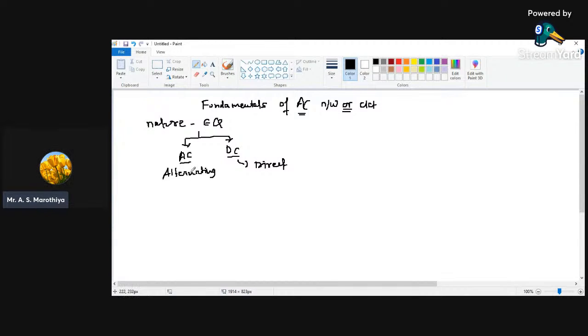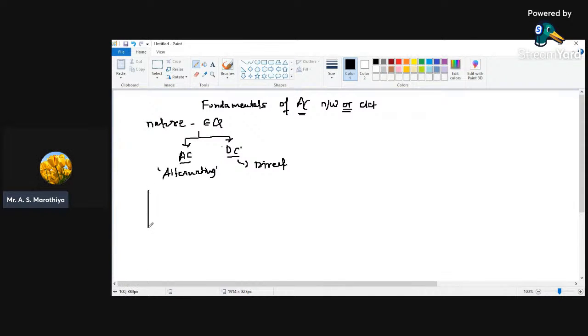Alternating quantity means what? Over a specific duration of time, on a regular interval basis, they are going to change their polarity. In some case, they are going to be positive, then next they are going to be negative, and then again positive, and then negative, and then positive, and then negative. So that type of electrical quantities are called as alternating quantity. Whereas when we are dealing with DC, they are not going to change their polarity throughout the operation. If they are positive, then they are always going to be positive. If they are negative, then they are always going to be negative. So that is the basic difference between alternating quantity followed by direct quantity.